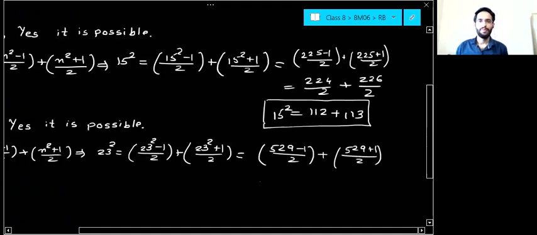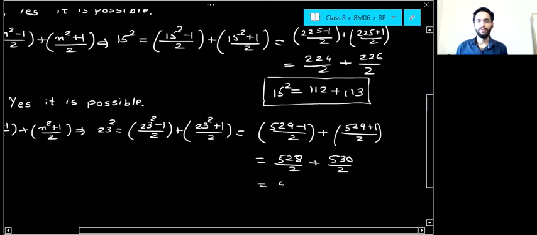So 529 minus 1 is 528 by 2, and this is 530 by 2. So 528 by 2, 2 2s are 4, 2 6 are 12, so 464, and it should be 465. So 23 square can be written as 464 plus 465.